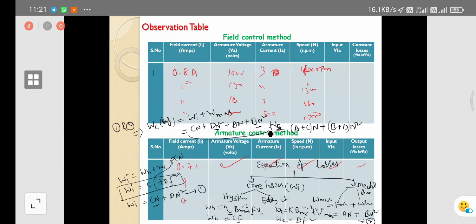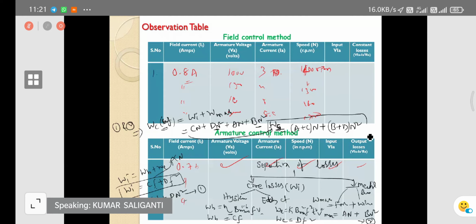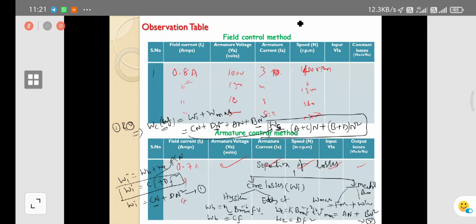So Ws is nothing but this one. You can write this as Wsn, where Ws is equal to A plus C into n plus B plus D into n square. Taking n common, Ws by n is equal to A plus C, plus B plus D into n.